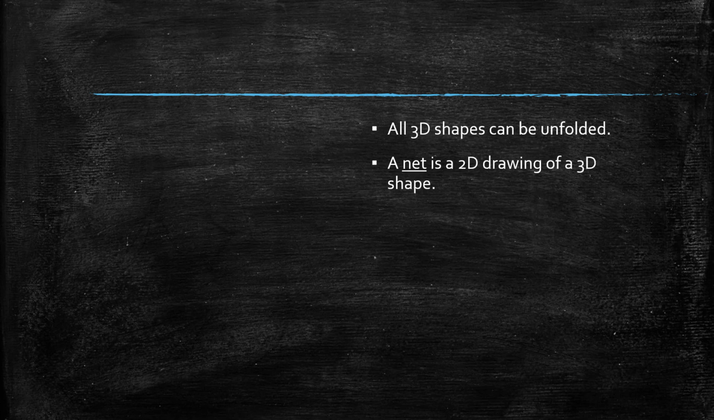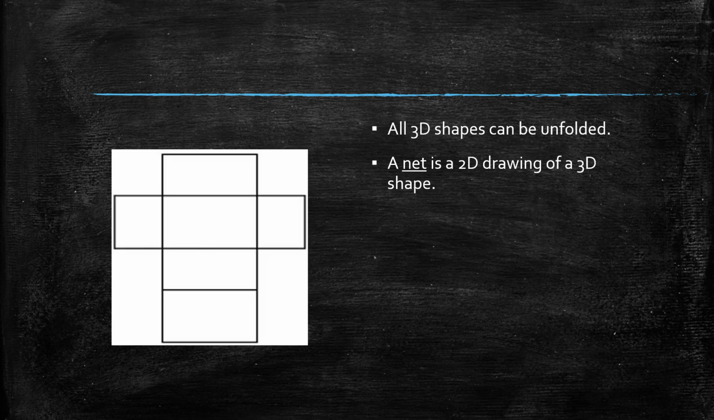Okay, so when working with your shapes, remember all 3D shapes can be unfolded. If you think of a cardboard box, when it's unfolded, you lay it flat on the ground. You can still see the different sides, how they're the same length. But when it's made into a 2D shape and laid out flat, it is called a net.